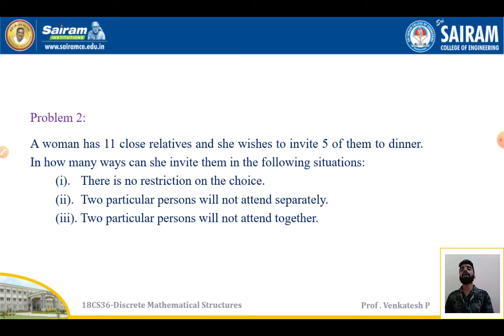Problem number 2. A woman has 11 close relatives and she wishes to invite 5 of them to dinner. In how many ways can she invite them in the following situations? First one, there is no restriction on the choice. Second one, 2 particular persons will not attend separately, that is, they will not attend unless together. This is the condition we have to use here.